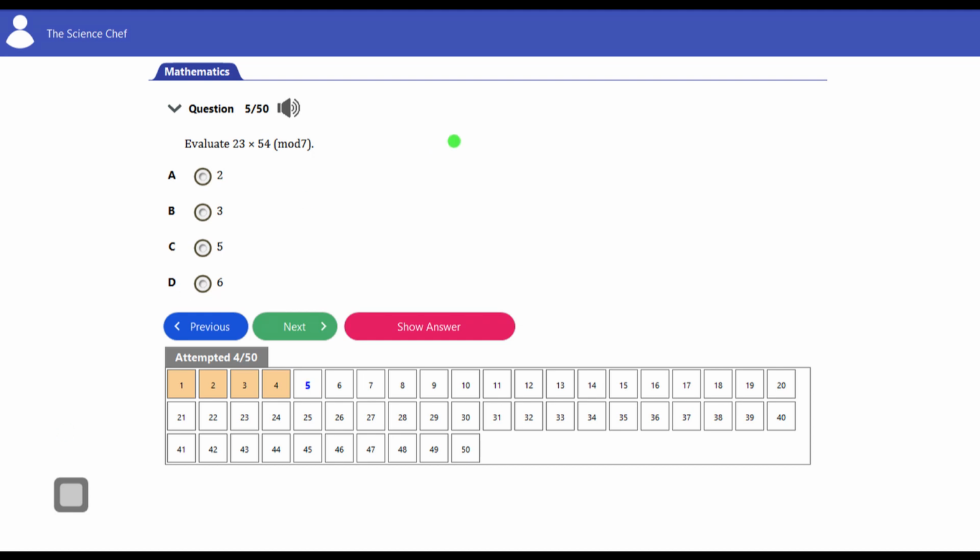Number 5. Evaluate 23 times 54 mod 7. Now, we are told to evaluate 23 times 54 mod 7. So this is the same thing as saying 23 mod 7 times 54 mod 7.